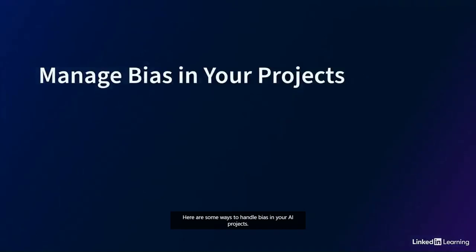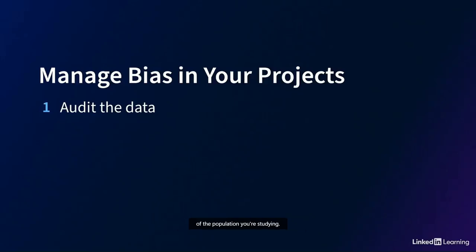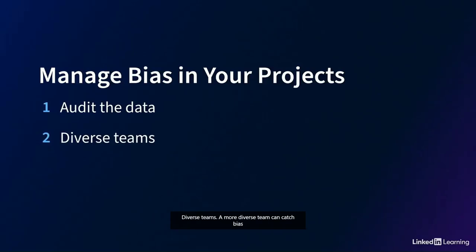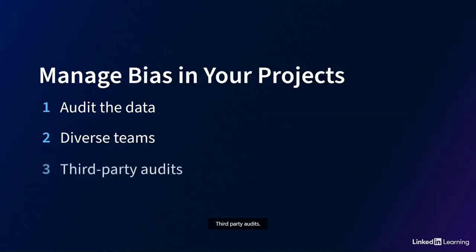Here are some ways to handle bias in your AI projects. Audit the data. Ensure your data is representative of the population you're studying. Diverse teams. A more diverse team can catch bias that may otherwise go unnoticed. Third-party audits. Sometimes it's beneficial to have an external entity assess your model.